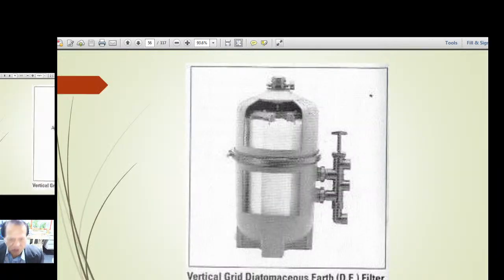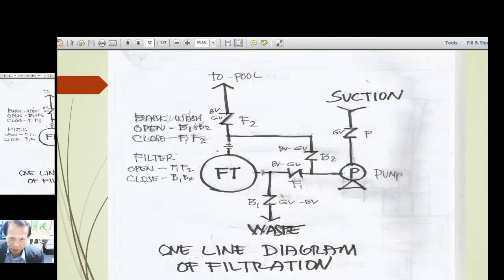Okay, and here is a picture of the DE filter, which is mentioned as the most common for the professionals. And here is a simple diagram showing the piping. Here is the suction part of the pump. I have here a check valve, and then the pump here, and then here again you have a check valve going in the direction of here, and passing through the filter, and then passing through here another check valve going to the pool.